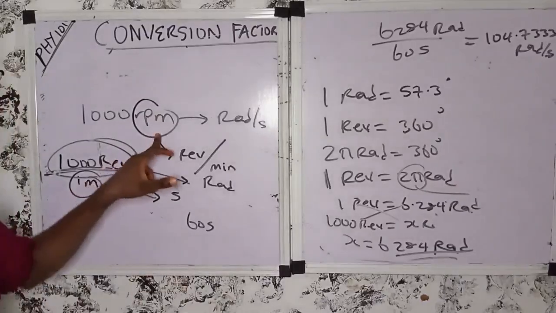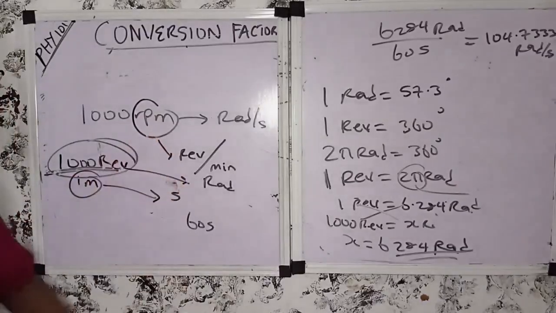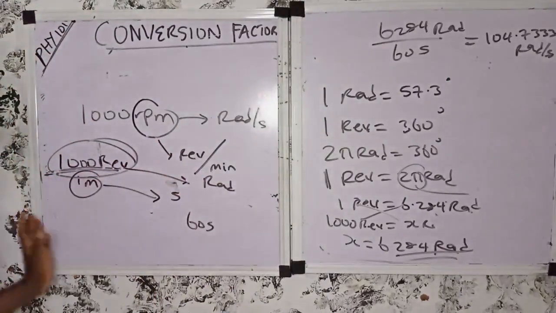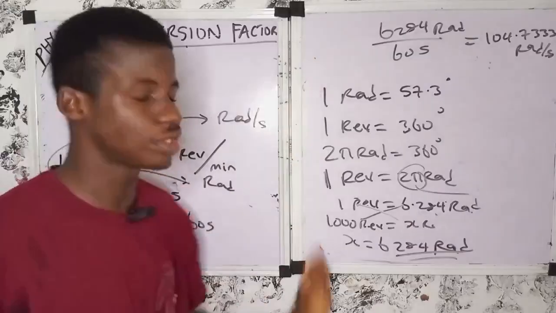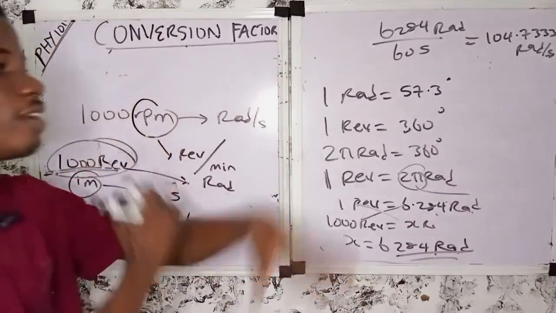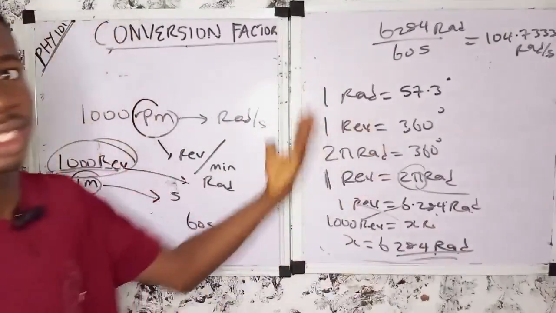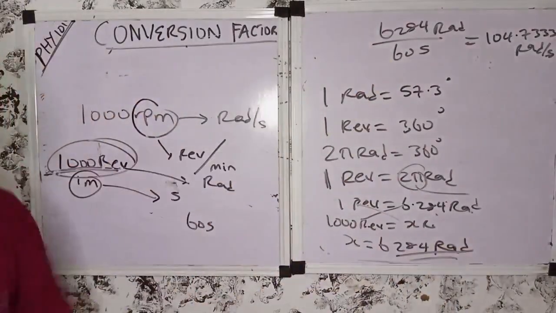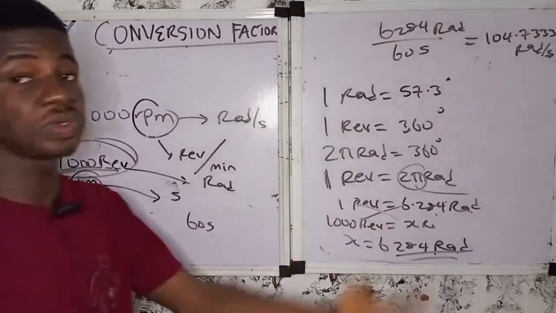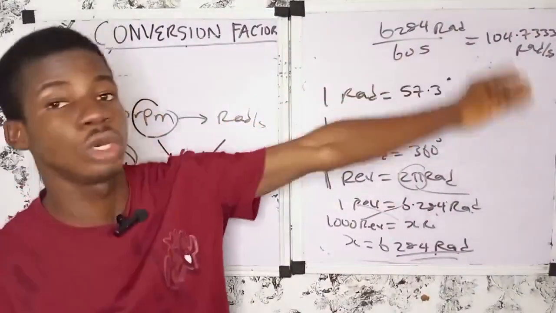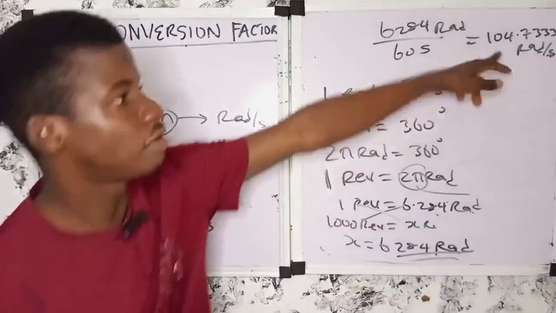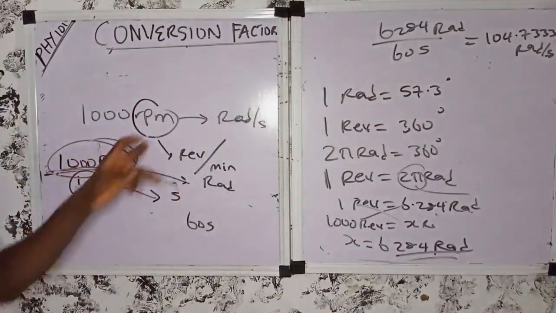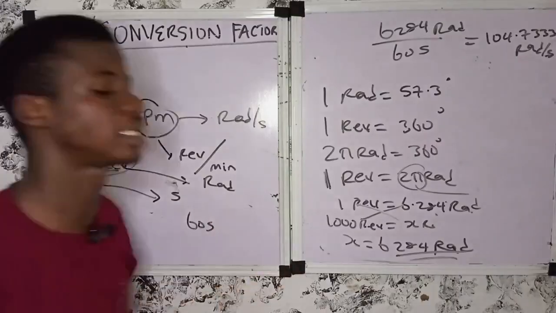Don't forget that RPM means revolution per minute. So everything here is very important. This is how you can know the conversion factors. Just know them, and you can easily convert from one to another, even though they are distant apart, as long as you understand the basics. We can also do the reverse. You can convert from this rad per second back to revolution per minute. You still get the same answer.